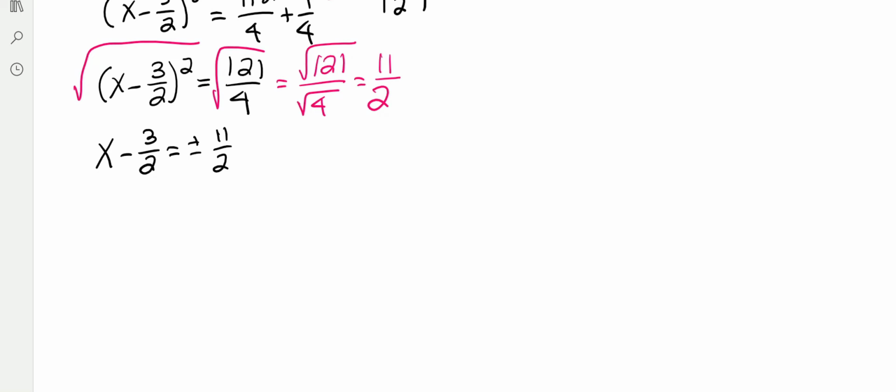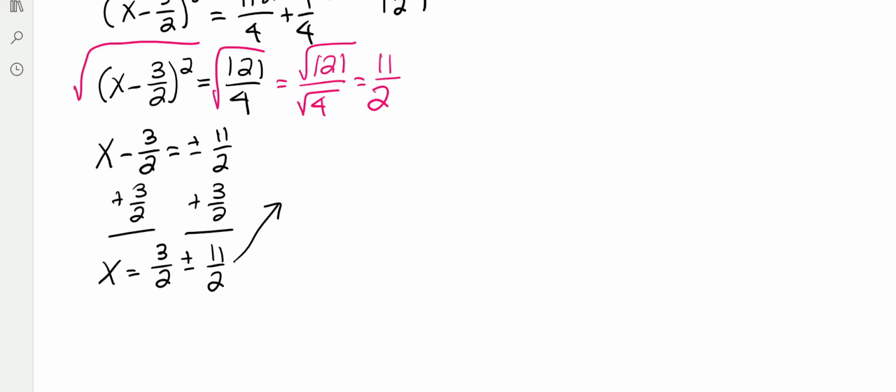We need to solve for x, so I'm going to add 3 halves to both sides. I want to get x by itself again. So x equals 3 halves plus or minus 11 over 2. Well, at this point, we can break it up into two separate equations. We can say x equals 3 halves plus 11 over 2. Well, we have a common denominator, so we can call this 14 over 2, which is 7.